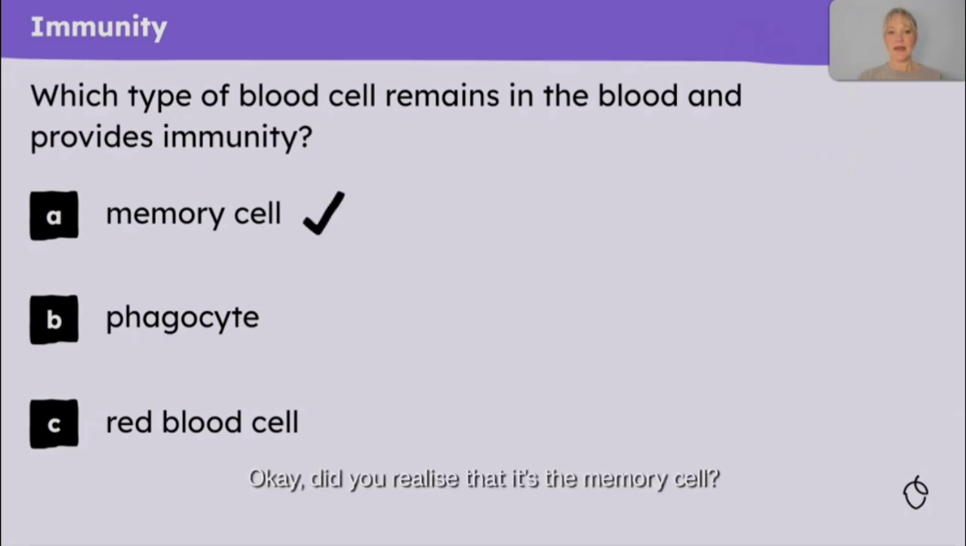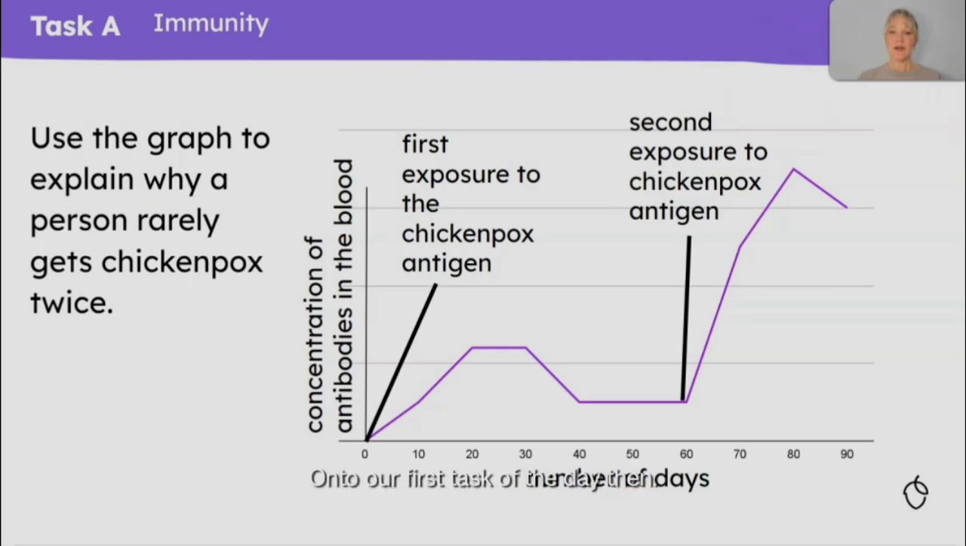Okay, did you realise that it's the memory cell? Excellent, well done. On to our first task of the day then, we're going to need our graph, and actually if you open up your worksheets, you can record your answers on there. So can you use the graph to explain why a person rarely gets chickenpox twice? I'll give you a moment to think about it, but if you need more time, please pause the video.